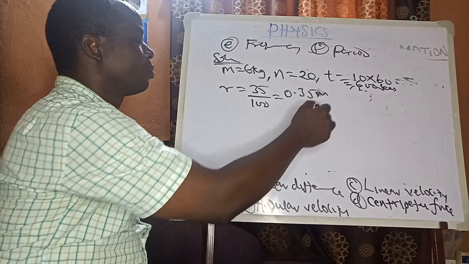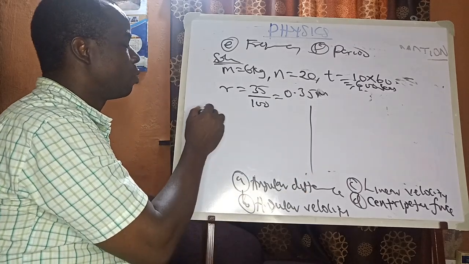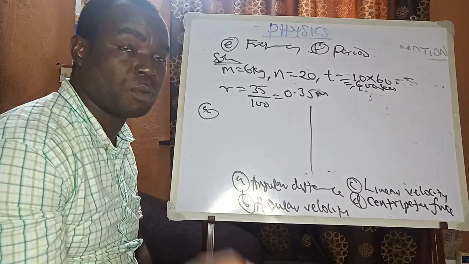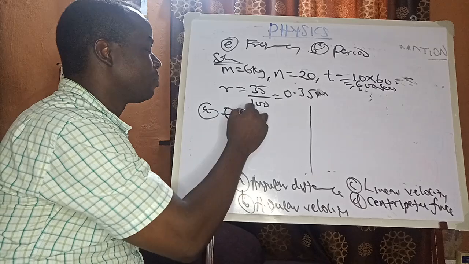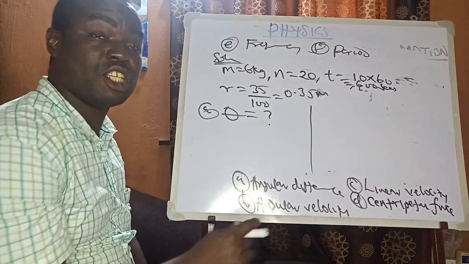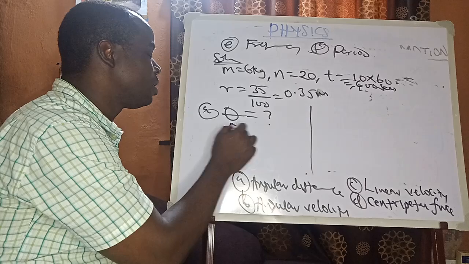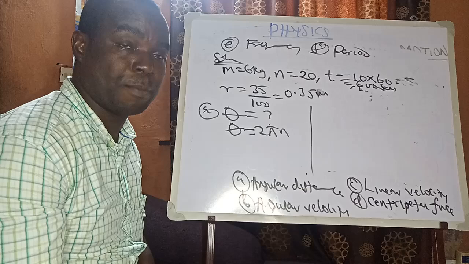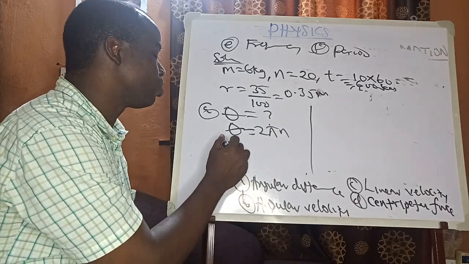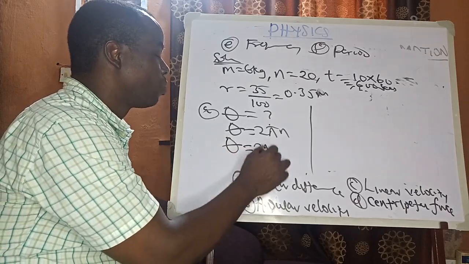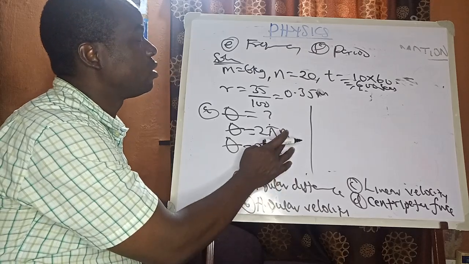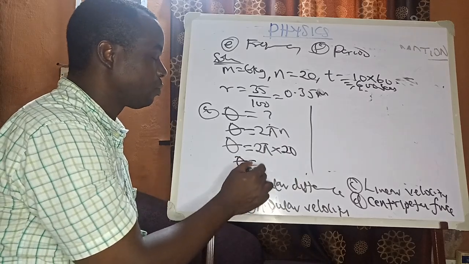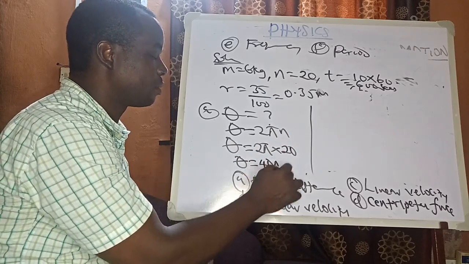Okay, so solution. Number 1, we are looking for what? Angular distance. What is the symbol of angular distance? Check the symbol I gave you in video 1. That's theta. Question mark means we are solving for it. So the formula is theta is equal to 2 pi n. Check formula 1 that I gave you in the second video, although I believe you have copied it down. So let's substitute. Theta will be 2 pi times n. N is what? 20. You substitute, so theta will now be 40 pi.